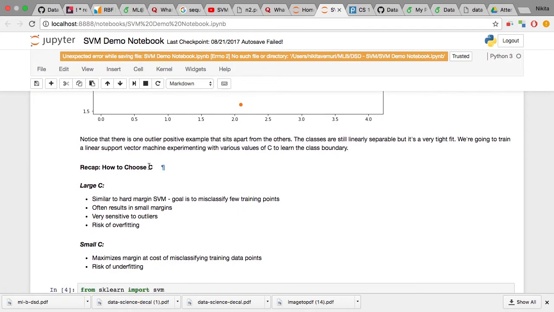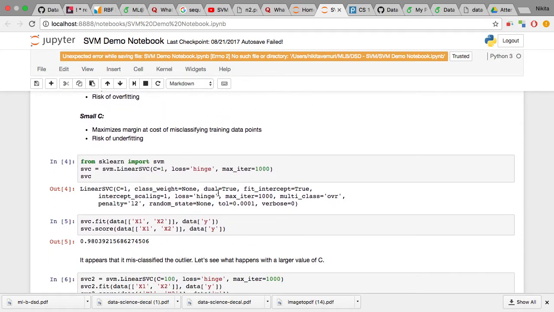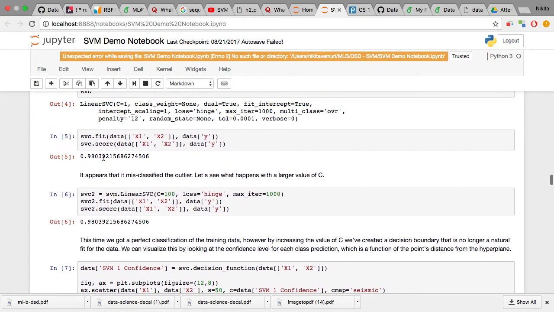So just as a recap, to choose C, a large C makes it very similar to a hard margin SVM, where your goal is to minimize misclassified training points, and a small C allows you to misclassify many more training points. So over here, we have C equal to 1, so we're basically allowing it to misclassify points easily. And after you fit the model, it gets a score of 98%, which means that it probably misclassified the outlier. Yeah? What does C usually range? Like what number does it range to? I think it's probably dependent on your data set, but in this example we're probably going from 1 to 100, kind of.